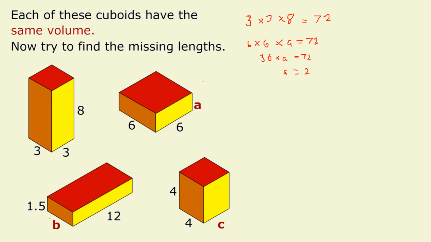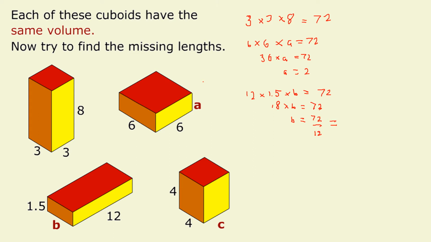What about if we do part B then? There we've got 12 times 1.5 times B is our 72 still, isn't it? What's 12 times 1.5? 18. Yeah, you've got it. 4. Yeah. B is 72 divided by 18. Great job. I like the way you described that there, Ali. That's good.